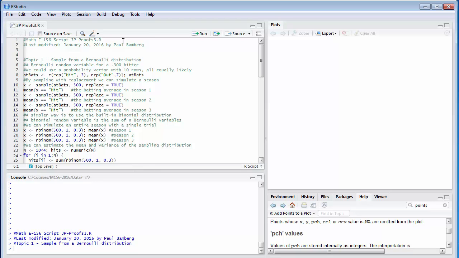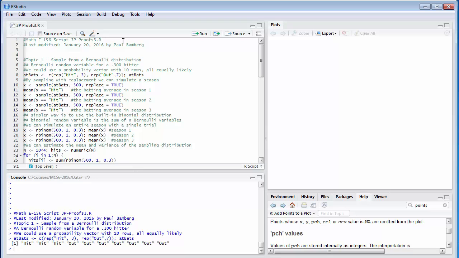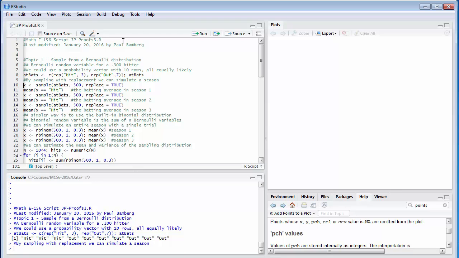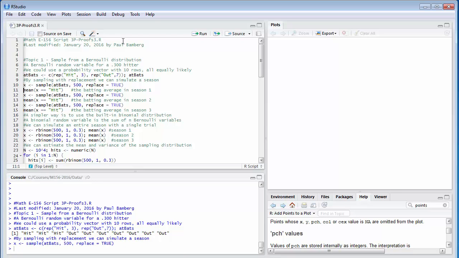For those of you who are not baseball aficionados, that means someone who gets a hit 3/10 of the time on going to the bat. So we can do this very straightforwardly by creating a vector with 3 repetitions of hit and 7 repetitions of out. You can see that down below. And if we sample from that with replacement, we can simulate a season where the player goes to the bat 500 times and store those samples in a vector x.